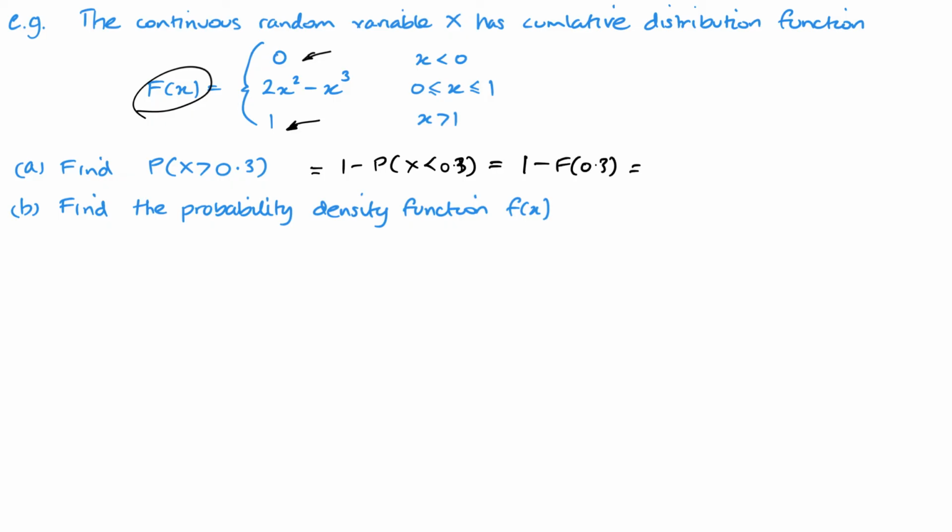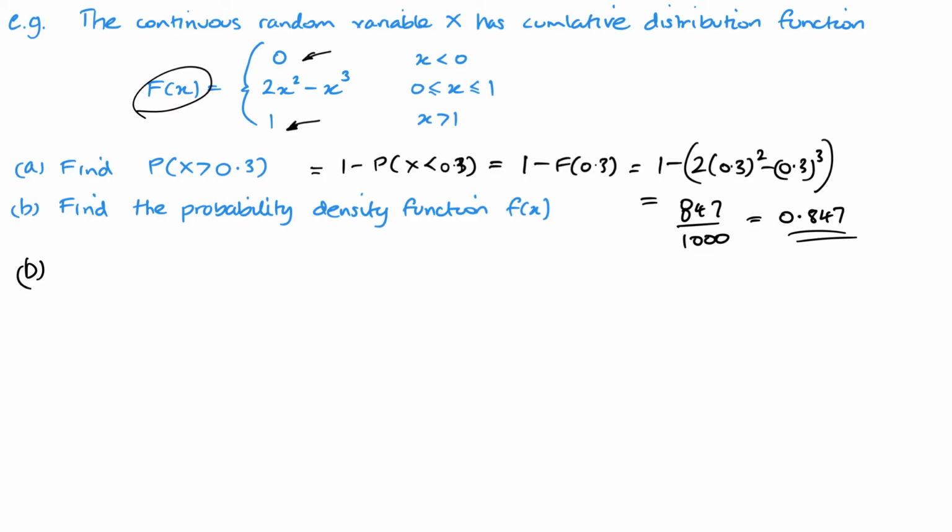And that is just going to be 1 minus F of 0.3. We only have that one option, so it's 1 minus 2 lots of 0.3 squared minus 0.3 cubed. And of course I'm putting a big bracket around that so I don't make any sign errors. And that gives me 847 over 1000, or 0.847. Well, I'd probably write this one as a decimal, as it's a little bit nicer to write.